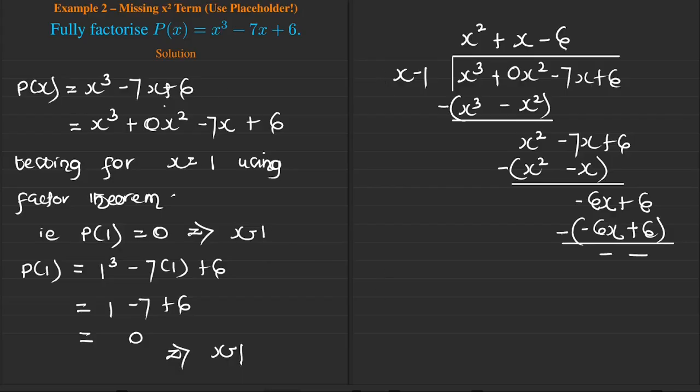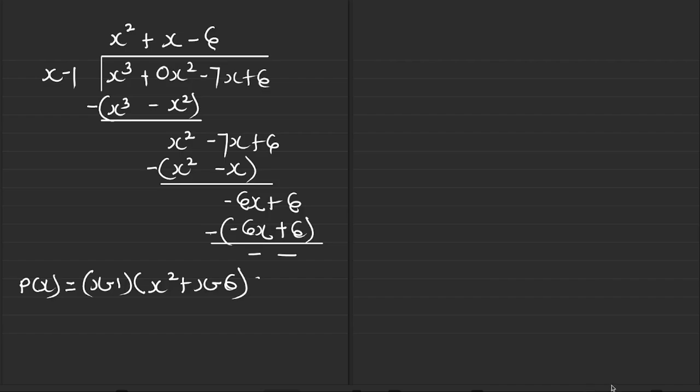Hence, our function p of x can then be rewritten as the product of these two, that is x minus 1, and then the depressed polynomial, which is x squared plus x minus 6. But this depressed polynomial is a quadratic. Hence, we need to factorize it. So x squared plus x minus 6 can be rewritten as x squared, then we have a negative 2x plus 3x minus 6.